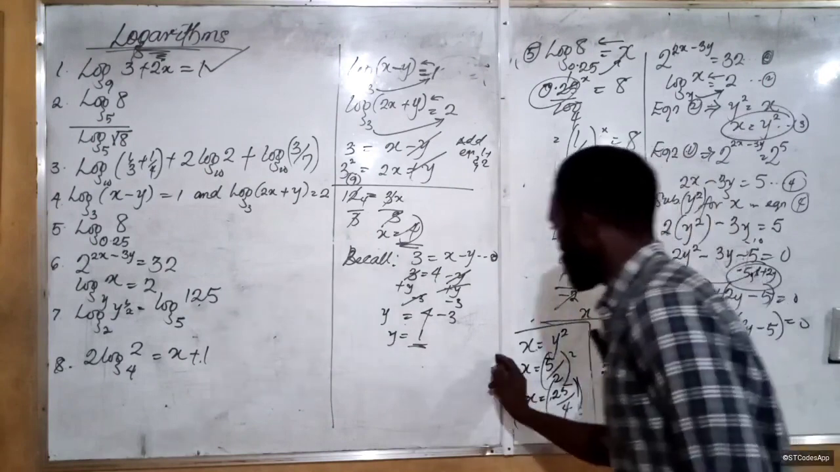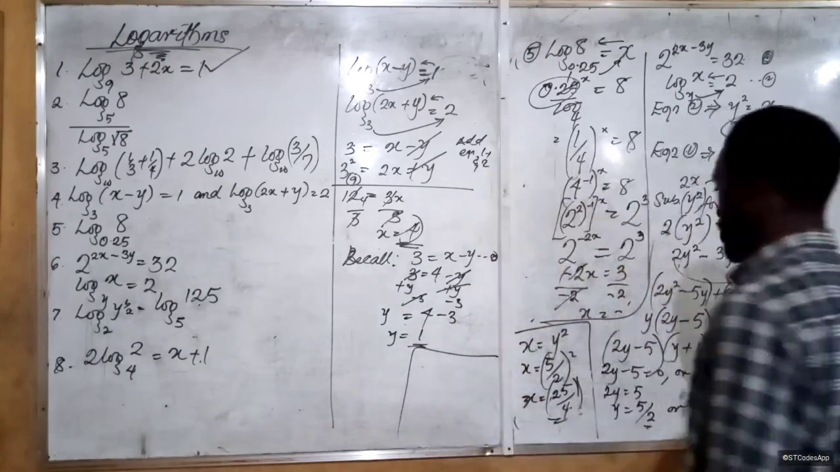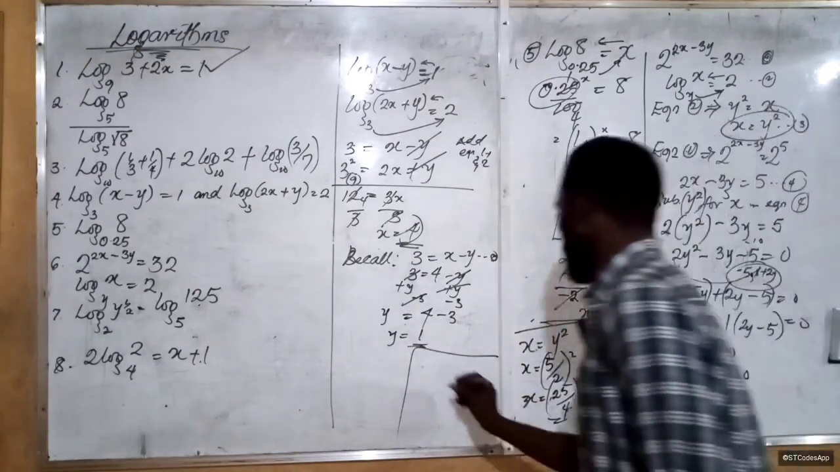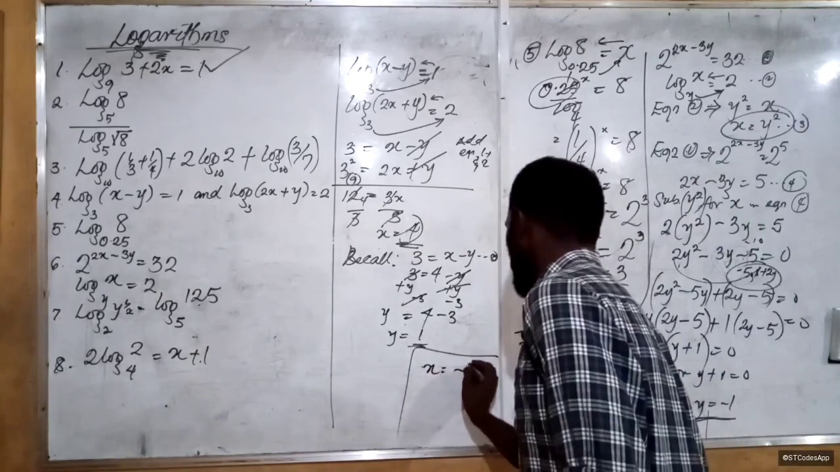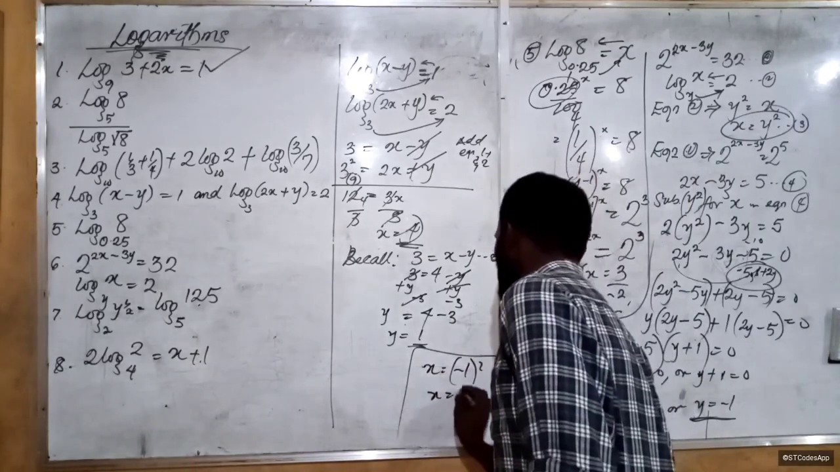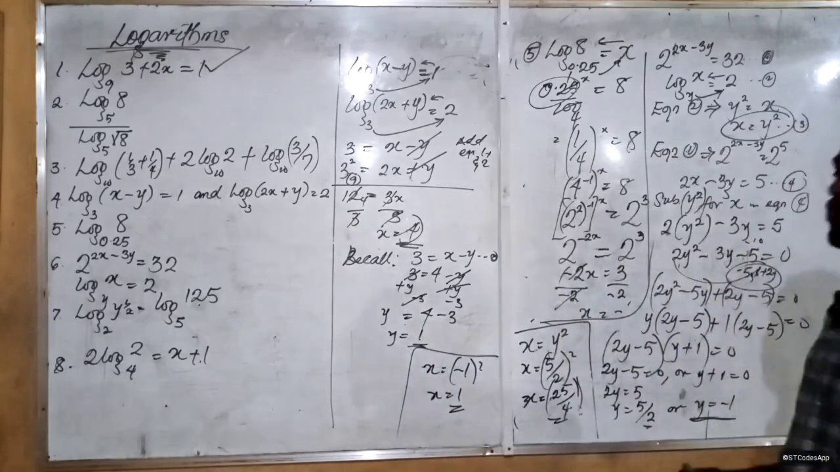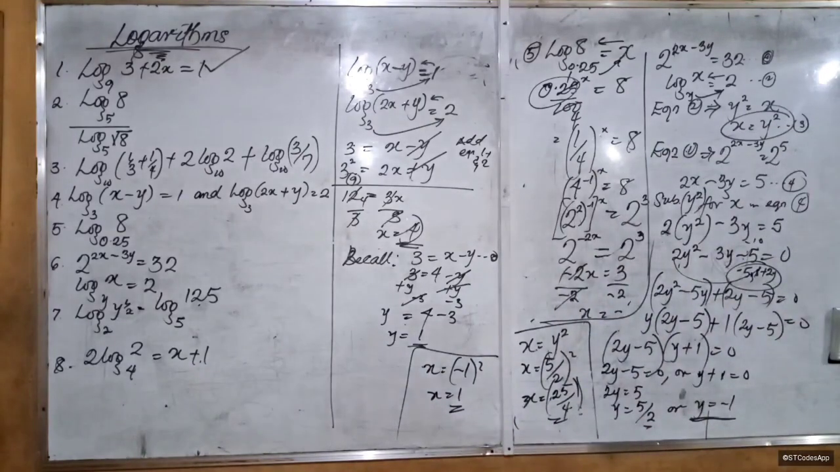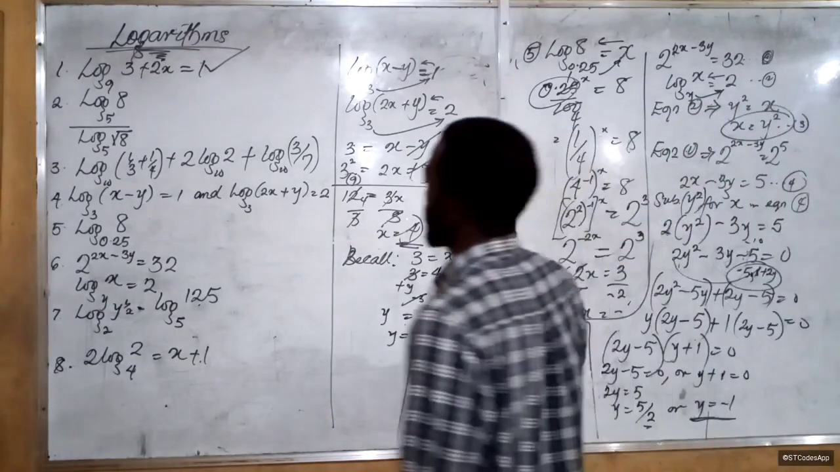Or x, since y is also minus, y could also be minus, minus 1. So x will be equal to minus 1 all squared. So x equals 1, or 25 over 4. And that is it for number 6. All right, let's move on to number 7.